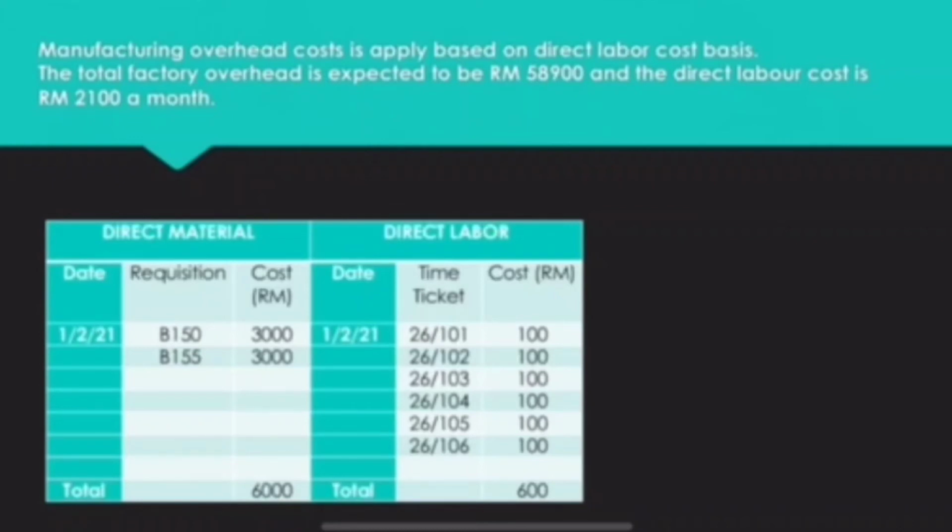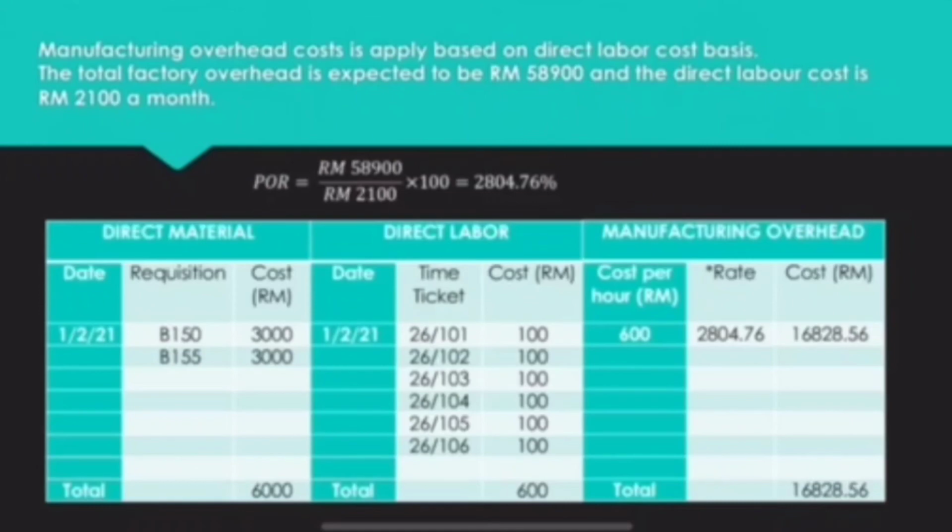Then, students should pay more attention to this part, since our company applied normal costing in determining the manufacturing overhead based on the direct labor basis, so we have to find the predetermined overhead rate. As the situation given, we use estimated manufacturing overhead cost divided by estimated direct labor cost times 100. We get 2,804.76% based on direct labor cost. Because it is based on the direct labor cost basis, we transfer 600 into the column of cost per hour, then we multiply it by the POR we found just now, so we get 16,828.56 ringgit for our total manufacturing overhead cost.